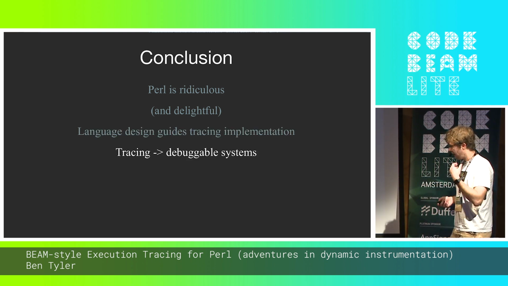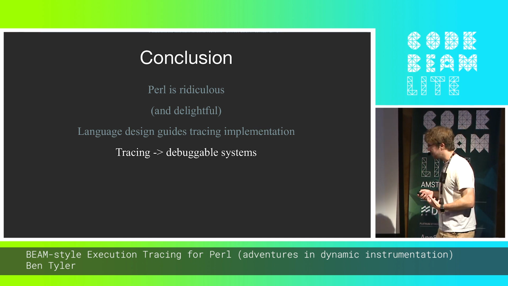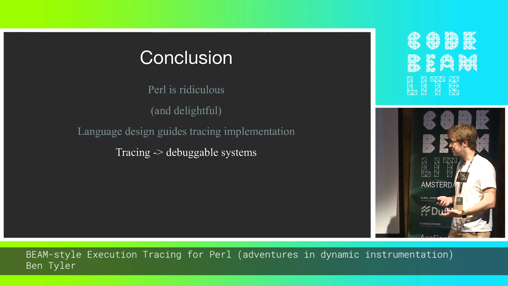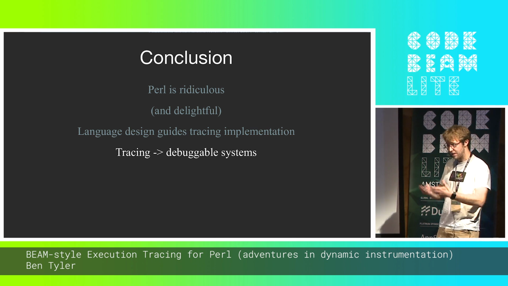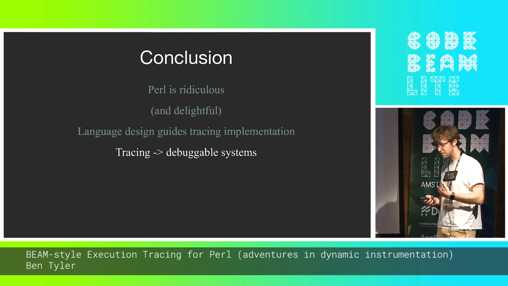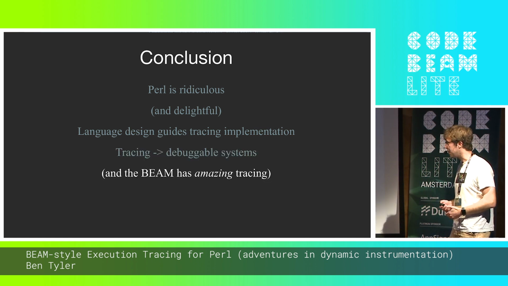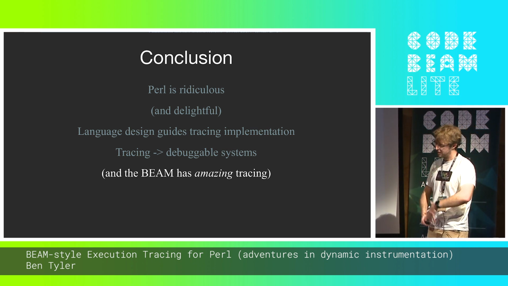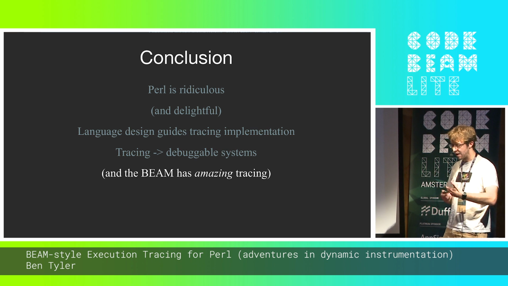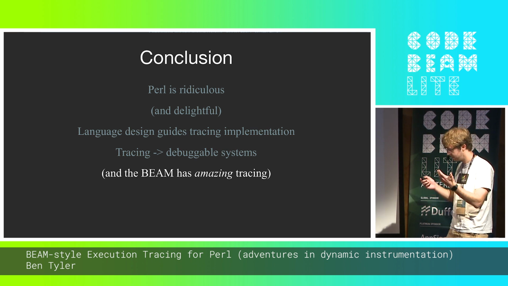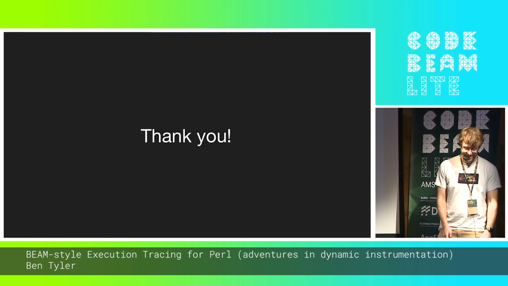So I really believe strongly in tracing as the foundation of highly debuggable systems. And I think this is kind of something the rest of the industry is starting to catch up to, but it's still an area where the Beam is way more mature than almost anything else I'm aware of. And given that it has such amazing tracing capabilities, I think that's where a lot of its ability to run reliable systems comes from. So that's it. Thank you.